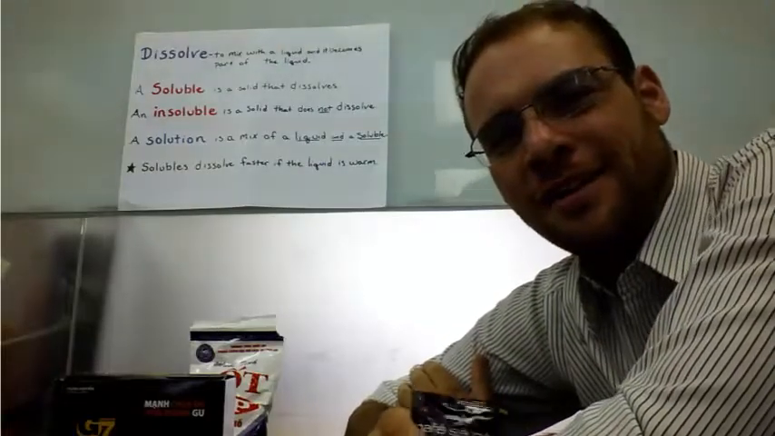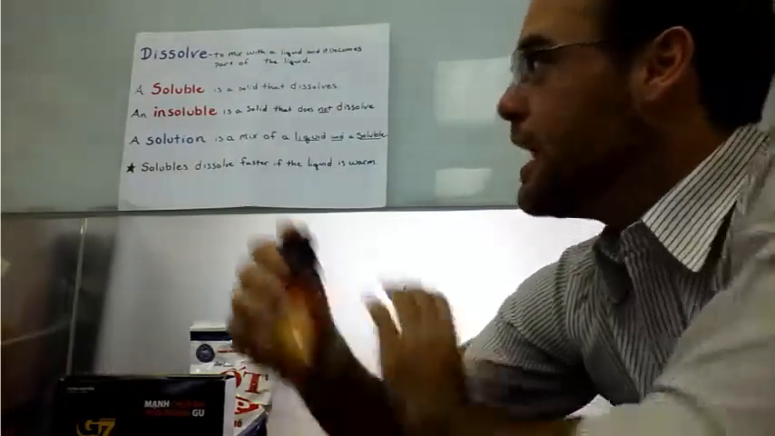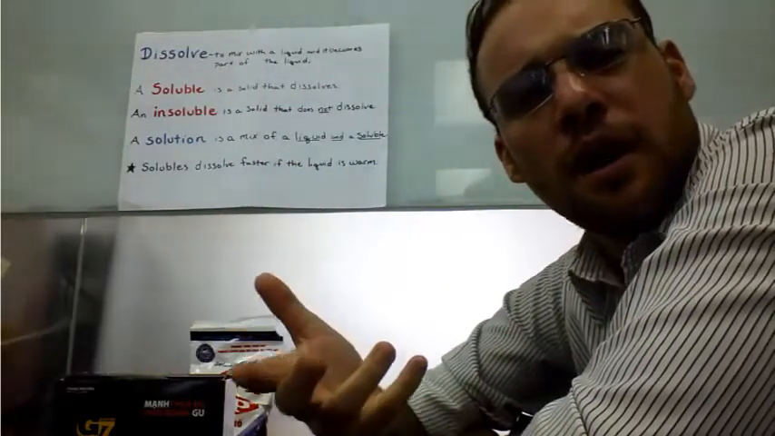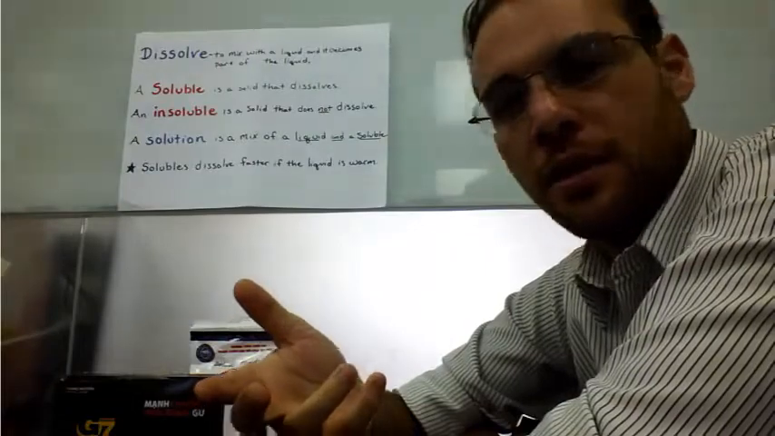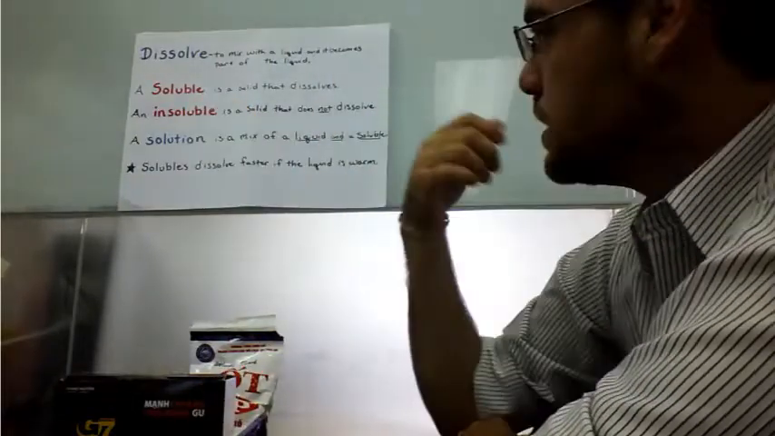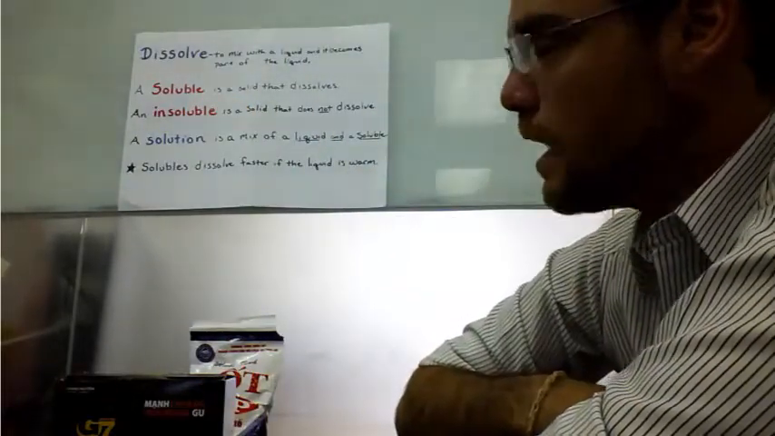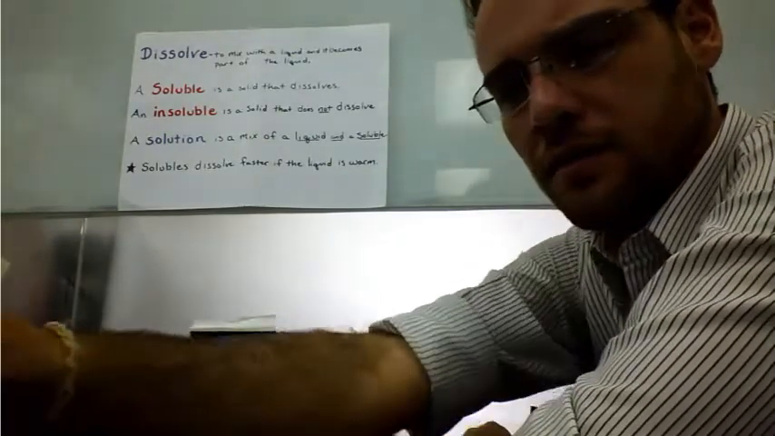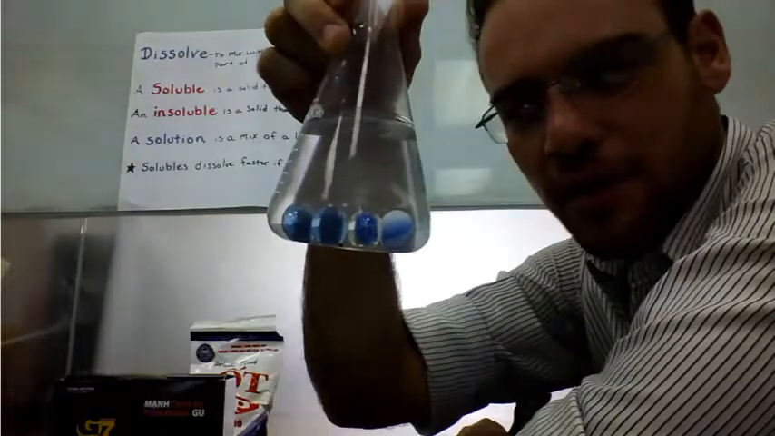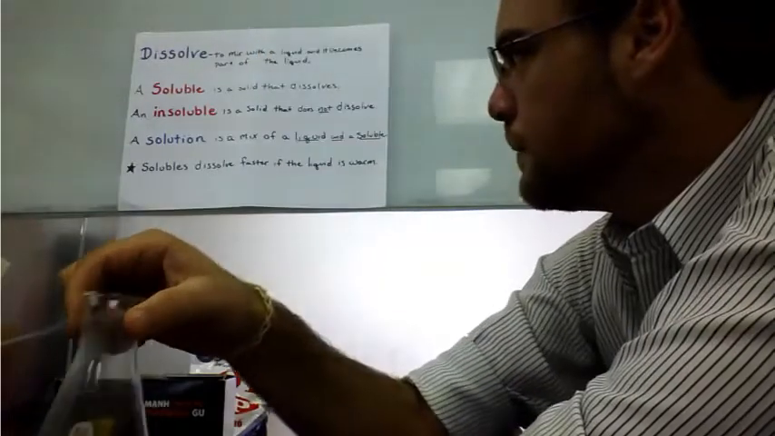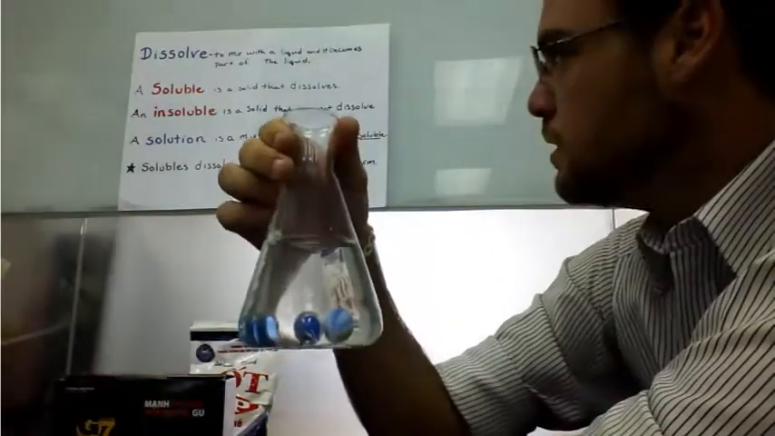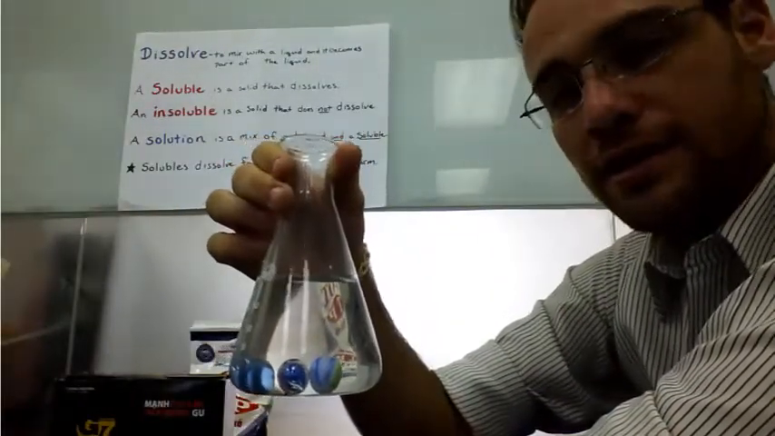All right. Hi. So, we've looked at how to dissolve is when something becomes part of the liquid that it goes into. A soluble is something that dissolves, and an insoluble is a solid that does not dissolve, like these marbles. Okay? A solution is a mixture. It's a mixture of liquid and solid.